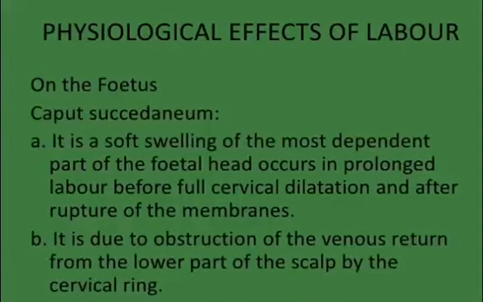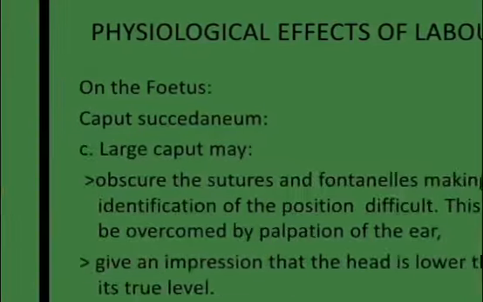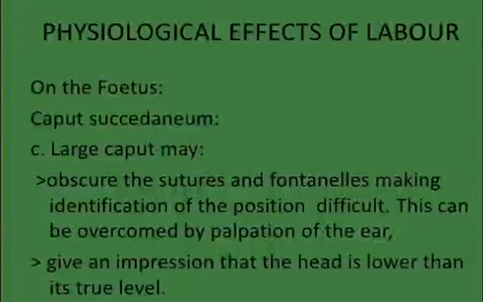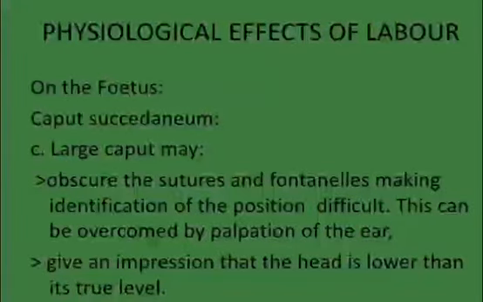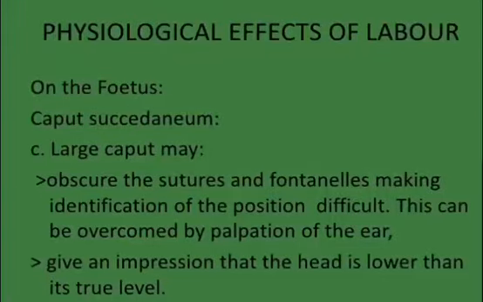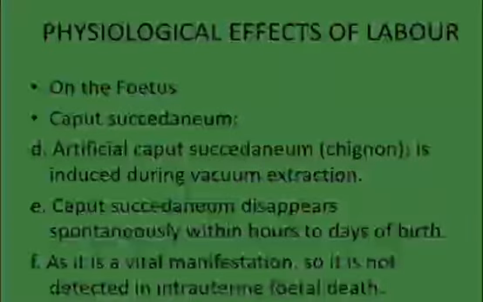Caput succedaneum on the fetus. It is a soft swelling of the most dependent part of the fetal head, occurs in prolonged labor, before full cervical dilation and after the rupture of the membrane. It is due to the obstruction of the venous return from the lower part of the scalp by the cervix. A large caput may obscure the sutures and fontanelles, making the identification of the position difficult. This can be overcome by the palpation of the ear. This gives an impression that the head is lower than its true level.